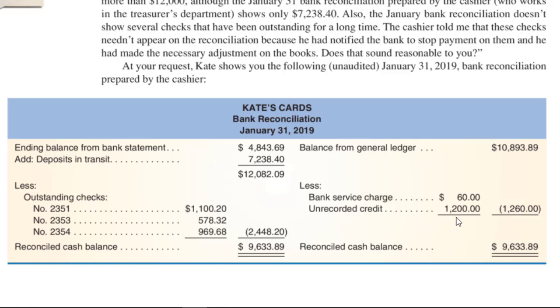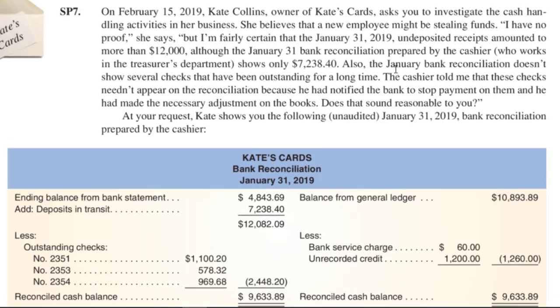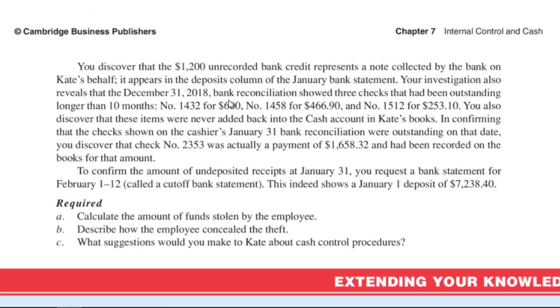And then there's an unrecorded credit. Somebody paid you by sending the money straight to the bank, but you didn't know about it, so now you're going to record that. When you put everything in, the idea for bank reconciliation is that things reconcile. This looks pretty good at first glance, but then when you look further, Kate smelled a problem. The bank reconciliation showed checks that hadn't cleared in 10 months. That's a definite something we have to check into.